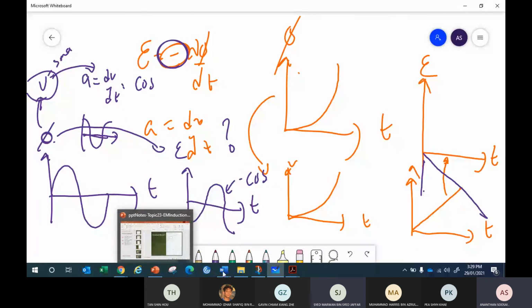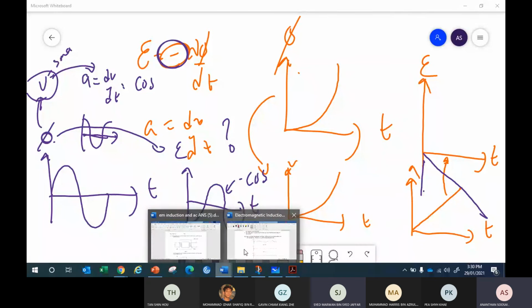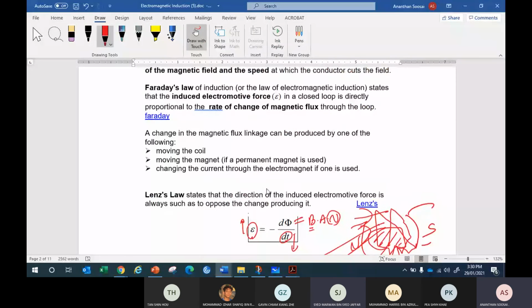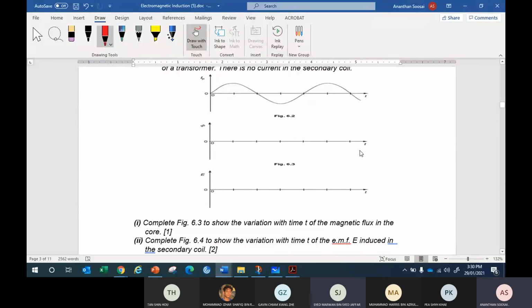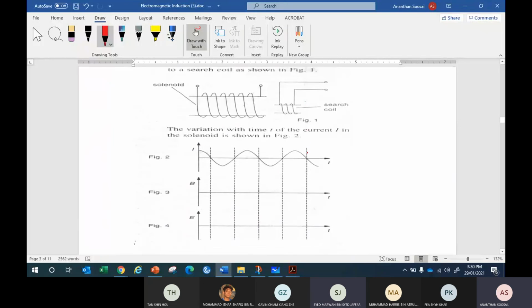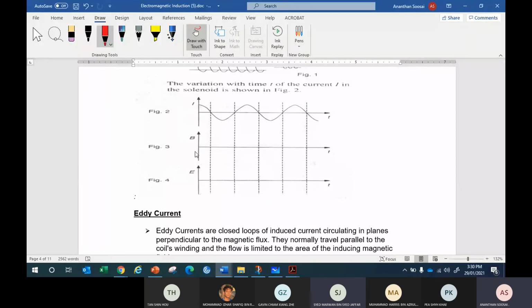Okay, so homework. Go back to the Word file. There are 2 questions down here. In the first, the current graph is given. You need to find the flux graph and the EMF graph. Try to figure out these 2 graphs. In the other question, the current graph is given, you draw the magnetic field graph, and you have to draw the EMF graph.